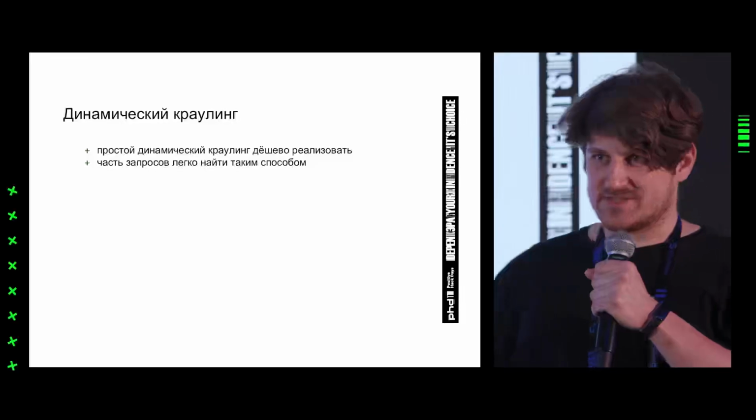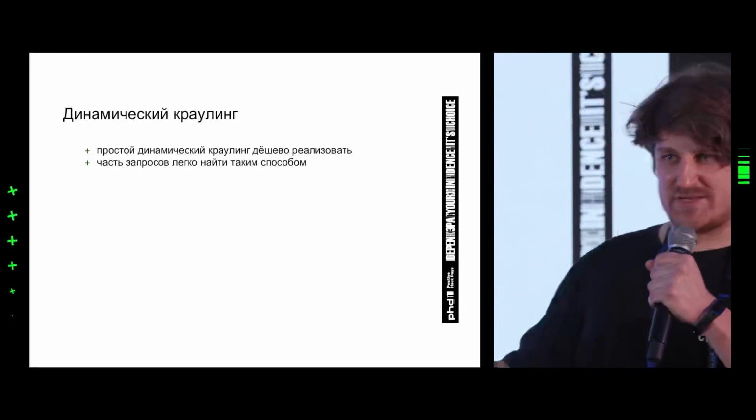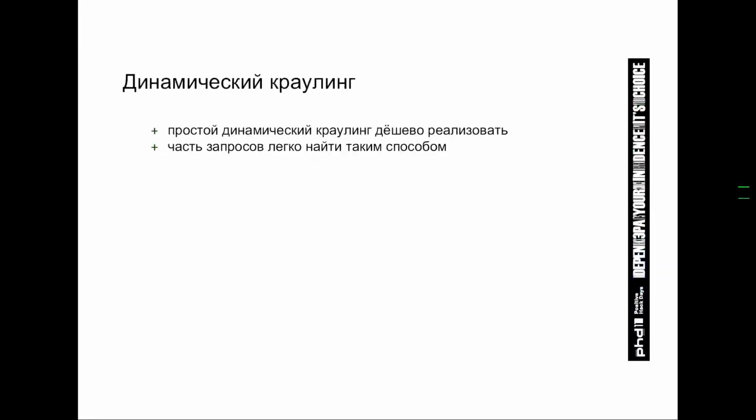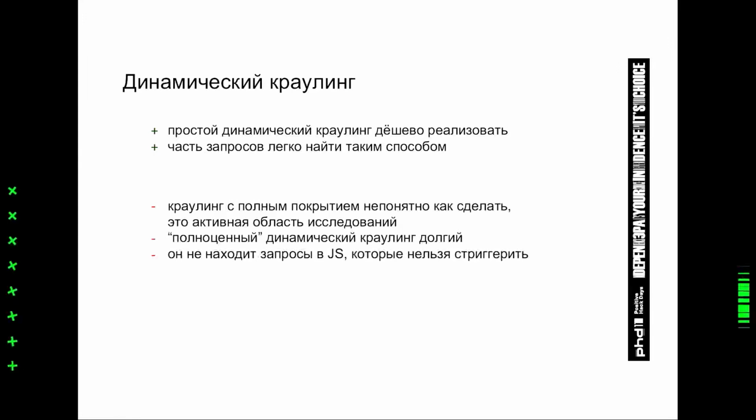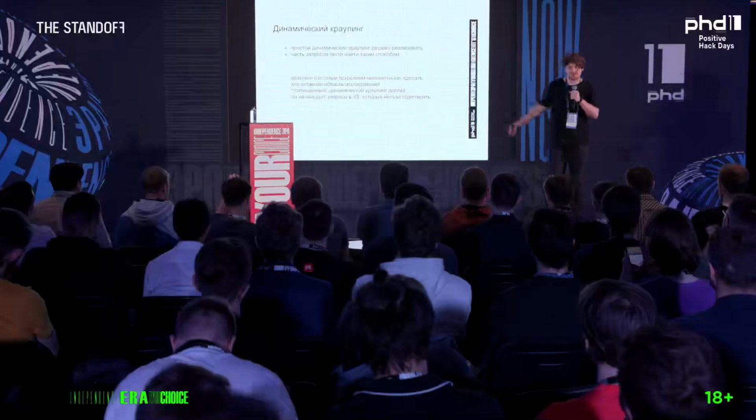This is what Anatoly Ivanov was referring to in his presentation at the last PHDays. It's rather easy. You can just take a library and write some bits of code, and you can easily trigger some of the requests with this kind of dynamic crawling. But how to do it with full coverage? This is an issue.